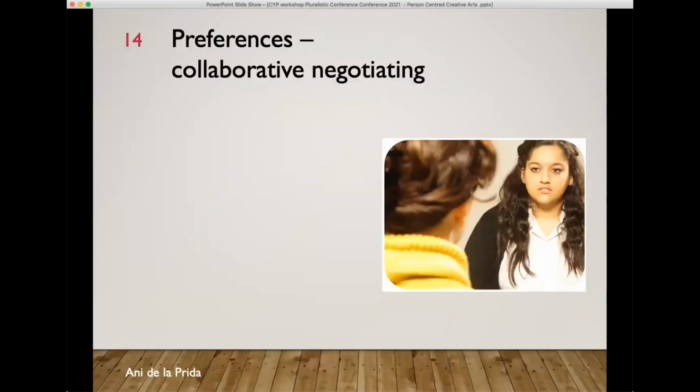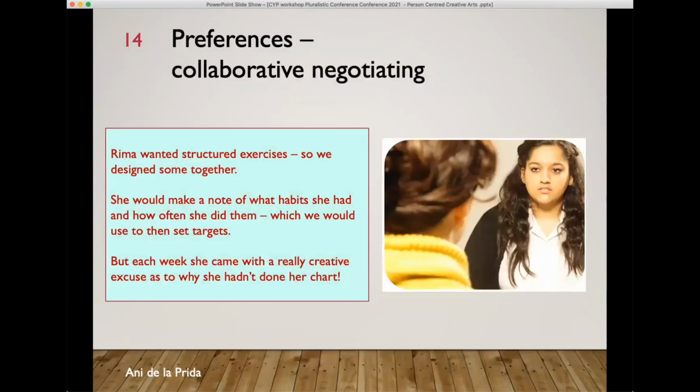So negotiating around preferences. Rima said she wanted structured exercises. So we talked it through and we made a decision, and I gave her this booklet that she would make a note of what habits she had, how often she did them, how long they took, and then we would talk about it in sessions, and then she would make targets for herself. We would decide on them. So if touching the door handle lasted for an hour, she would try and then get that down to half an hour. So she sort of structured this CBT type thinking that she wanted to do. So we said, okay, fine.